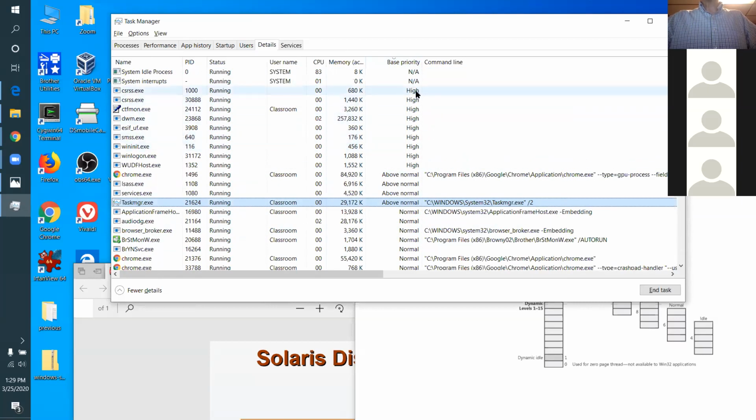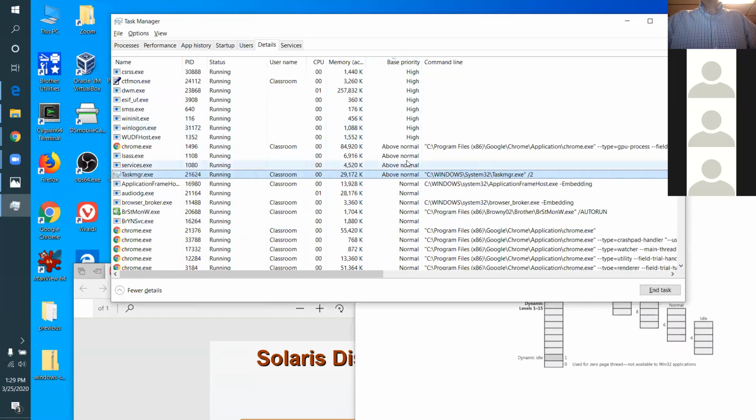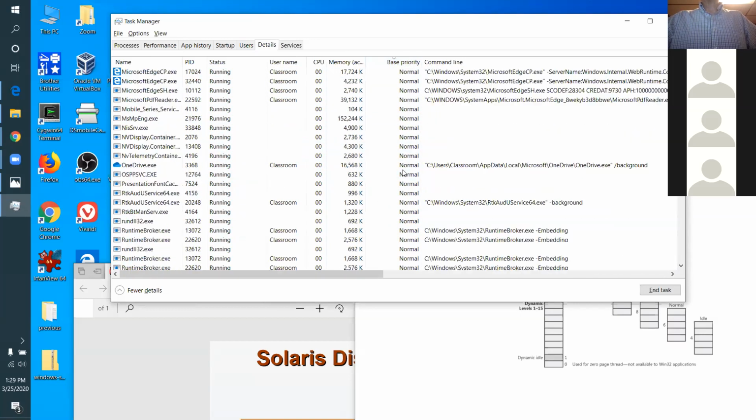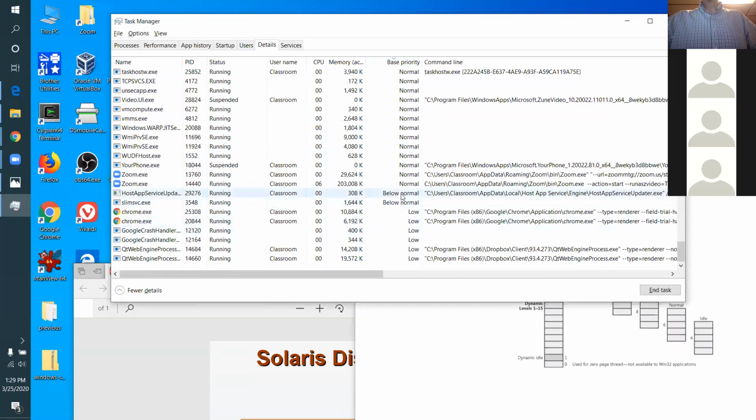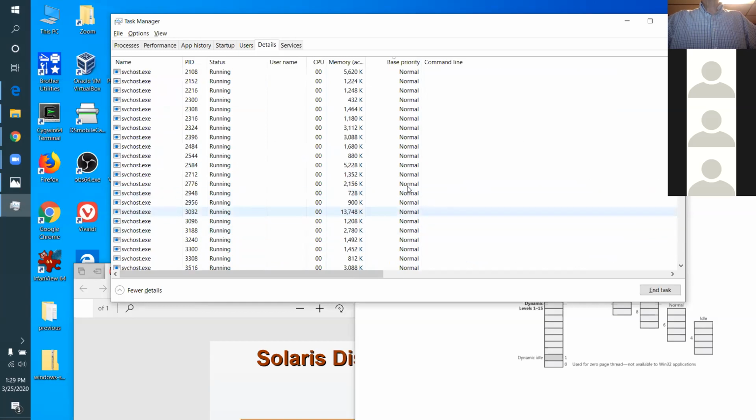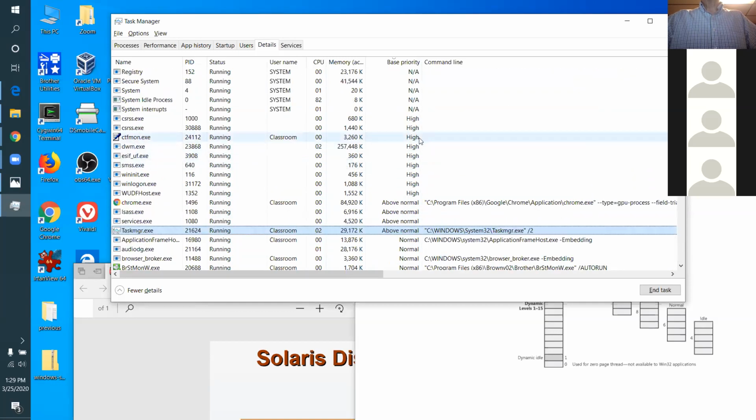Now, see, there's only a few processes at high. Right now, there's a couple at above normal, and the vast majority are at normal. A couple are at below normal, and then there's even a few at low. The high priority ones are all operating system processes. These high priority ones, all of these processes are part of the operating system.